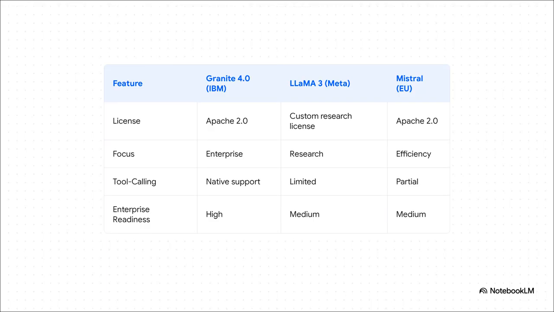When you put Granite up against heavy hitters like Llama 3 and Mistral, its unique focus just snaps into view. Llama is really geared towards research. Mistral is all about raw efficiency. But Granite? It is laser-focused on being enterprise-ready, from that super permissive Apache 2.0 license all the way to its built-in support for tool calling.